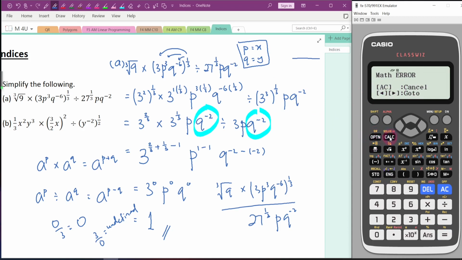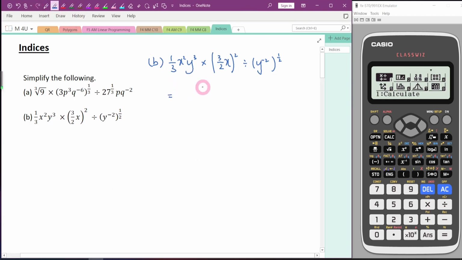Let me try again. Let's say 0.325. Y? Negative 1.529. You will still get 1, right? We did the simplification correctly here. Let me go to the second part.